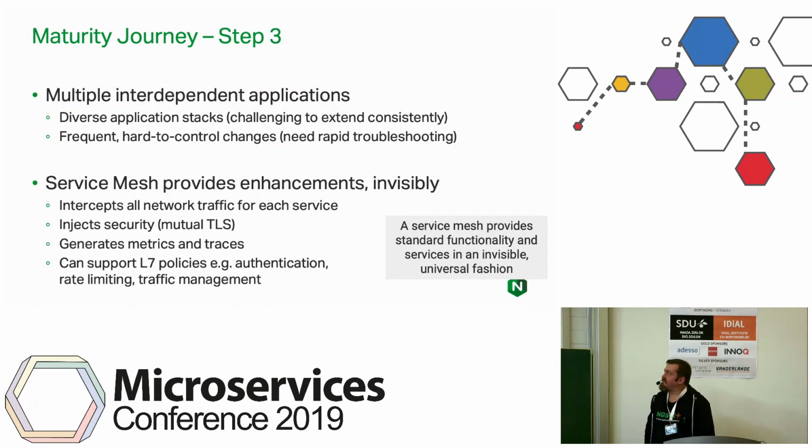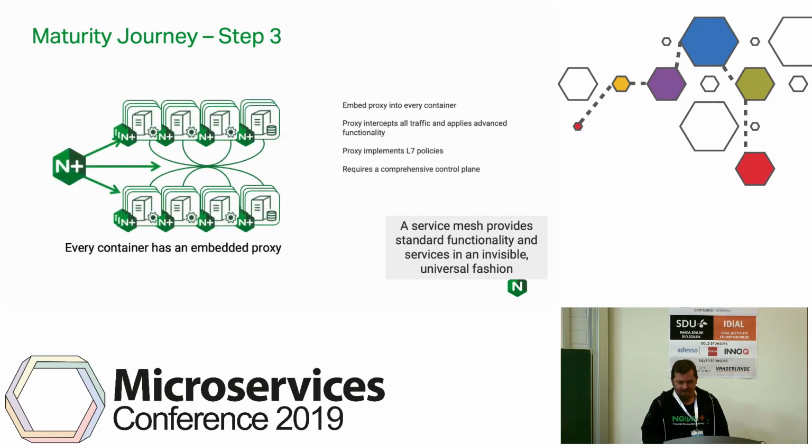The service mesh will take care of all of the magic features. It will intercept all of the network traffic for each and every service. It will magically inject TLS. It will take care of metrics and tracing and all of the good layer 7 stuff as well." So that looks a little bit like this, and that's our future model. We're not quite there yet.